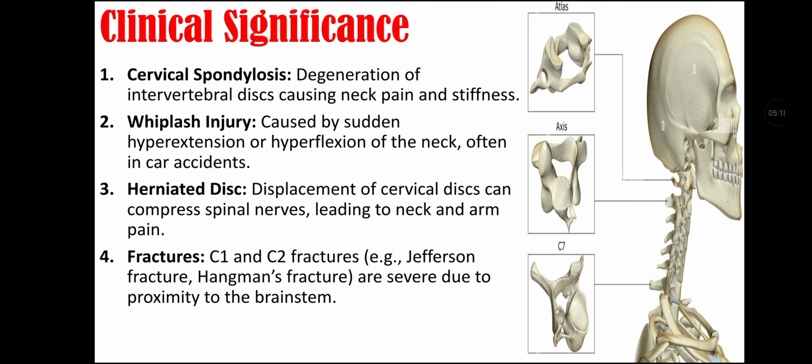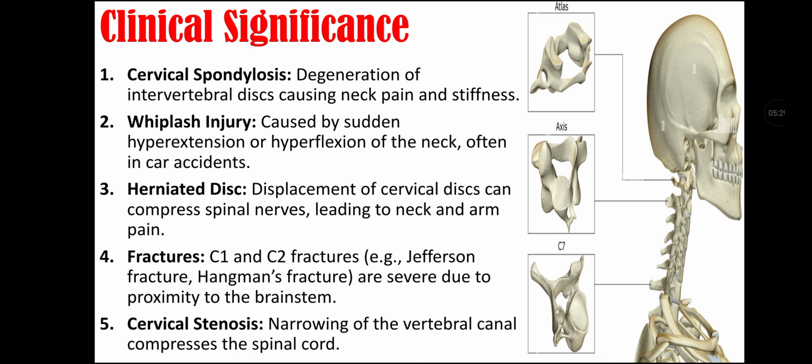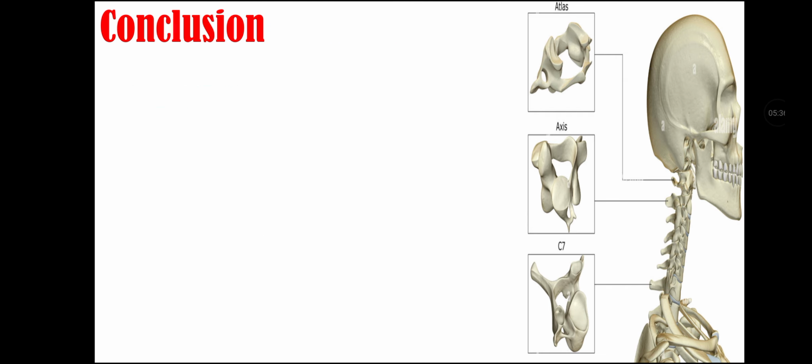Third is herniated disc, that is displacement of cervical disc that can compress spinal nerves, leading to neck and arm pain. Fourth significance is fracture, as C1 and C2 fractures, Jefferson fracture and Hangman's fracture, are severe due to proximity to the brainstem. And fifth significance is cervical stenosis, as narrowing of vertebral canal compresses the spinal cord.